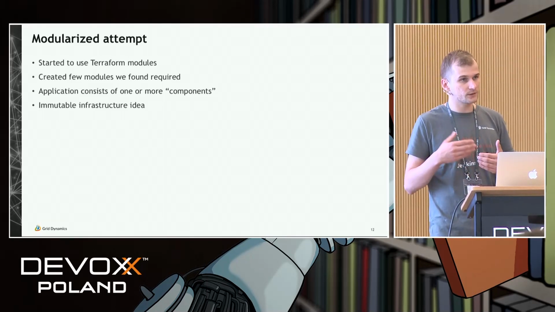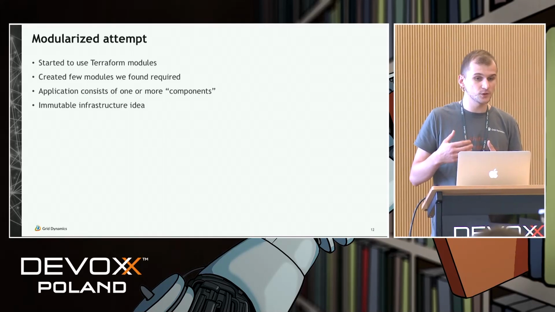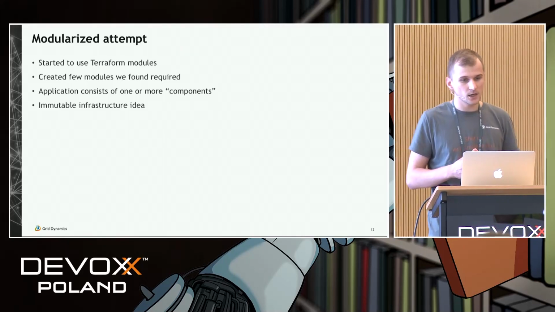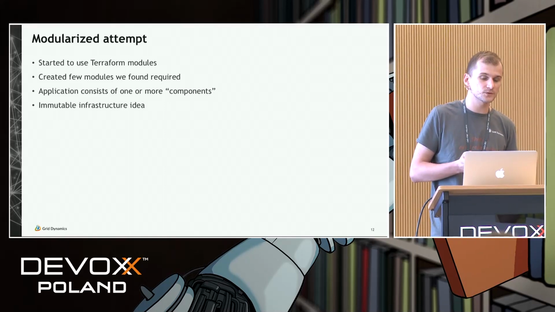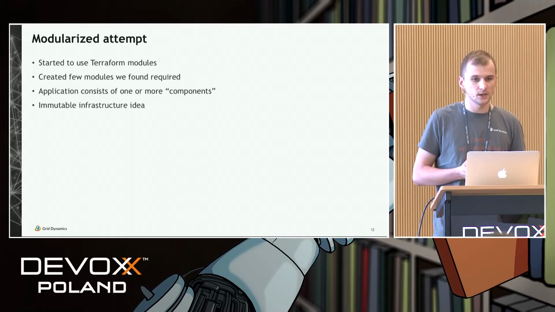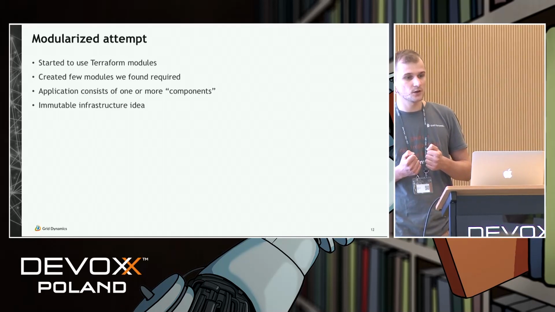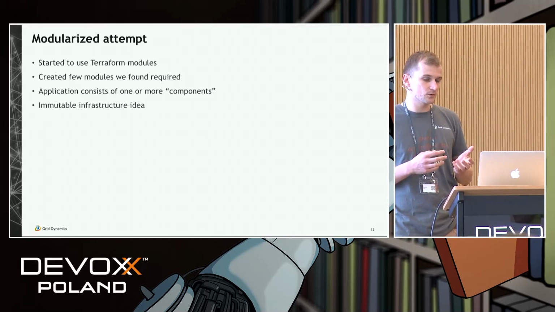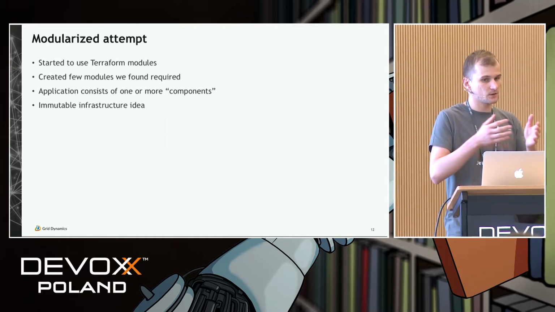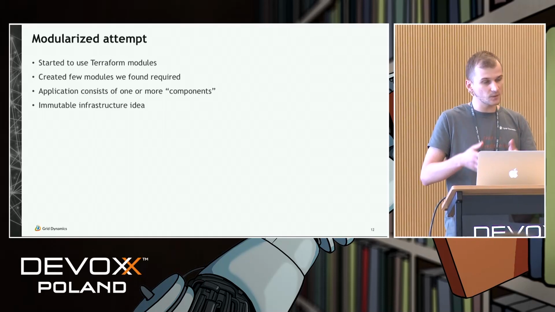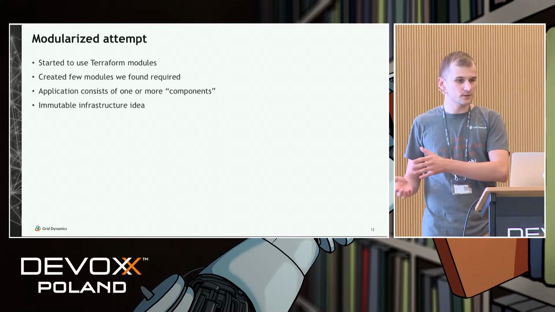Later, when we understood Terraform better, we decided that modules would do the job for us. So we started with creating the few modules we found most required. And as I mentioned earlier, the application consists of one or more so-called components. So the web application is one component, the database is another component, and let's say that MQ is another component.